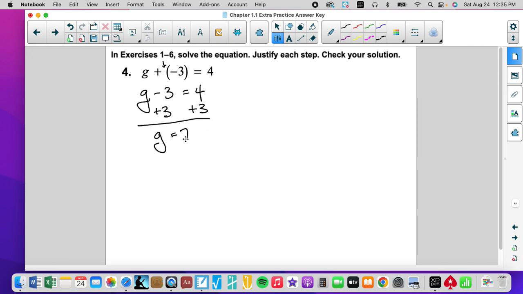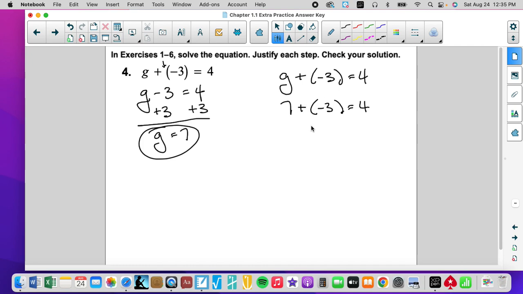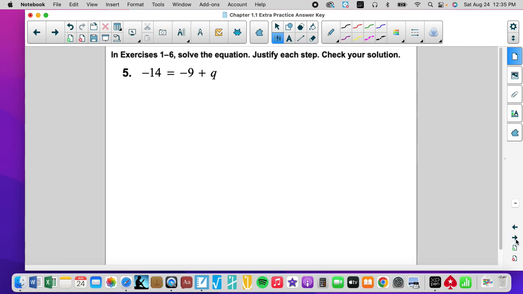G equals 7. I'm going to put it back in here, and I can plug in that value and do this. And 7 plus a negative 3 is going to give me a positive 4. I don't have to necessarily simplify that, but if I wanted to get rid of those double signs, I could have done that. Number 5, this is a fun one.